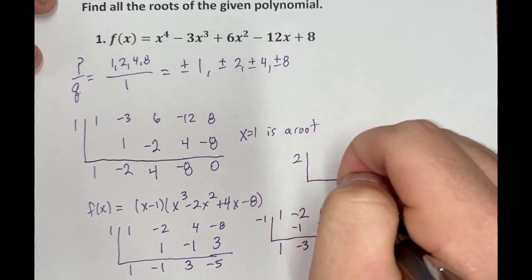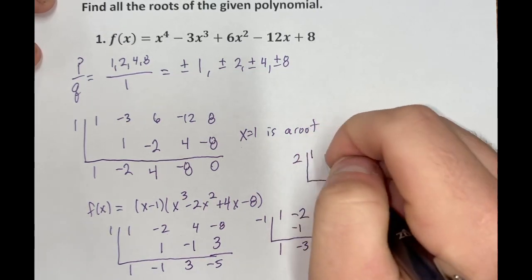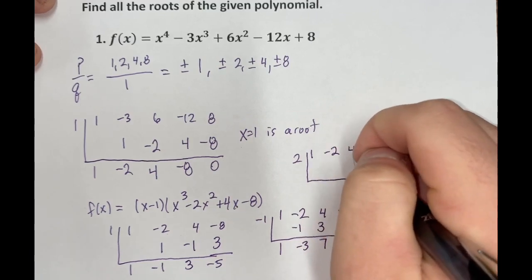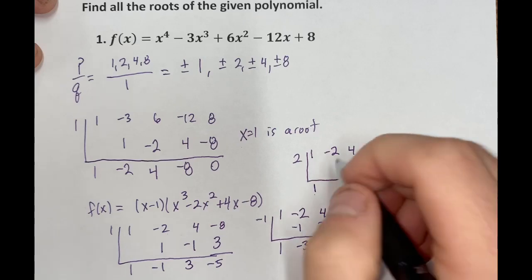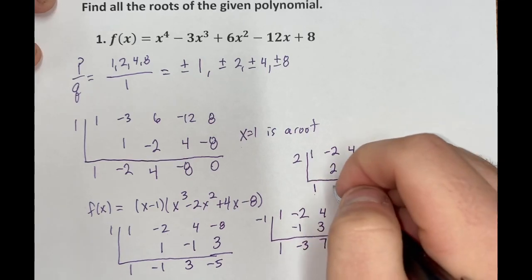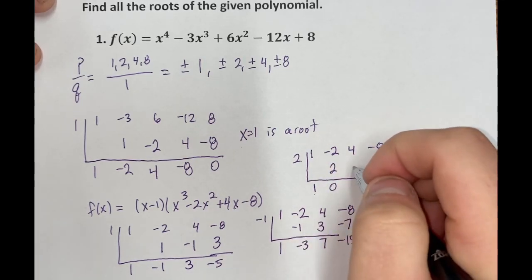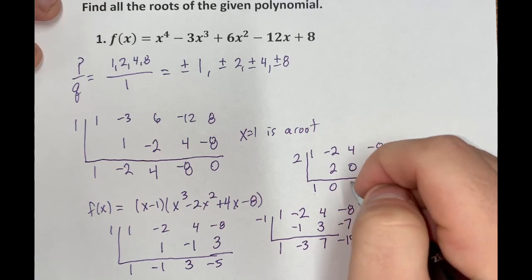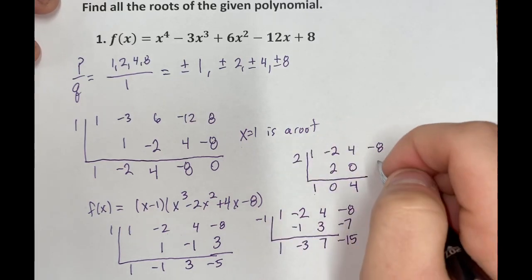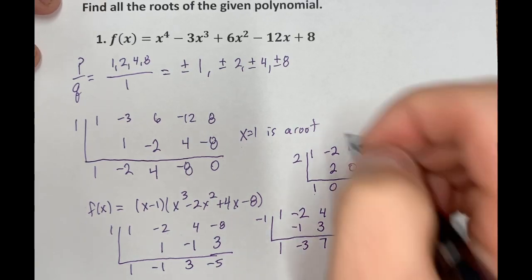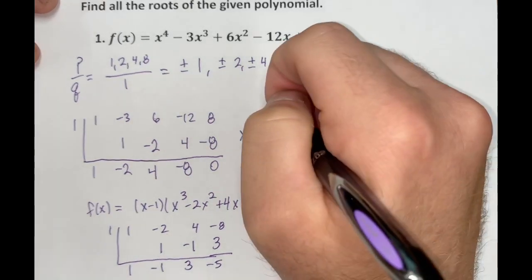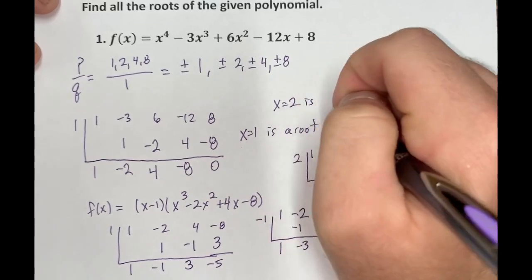X equals 2. 1, negative 2, 4, and negative 8. We're trying to get down to a quadratic. 2 times 1 is 2. Negative 2 plus 2 is 0. 2 times 0 is 0. 4 plus 0 is 4. And 2 times 4 is 8. Negative 8 plus 8 is 0. So what do we also know? We know that x equals 2 is a root.